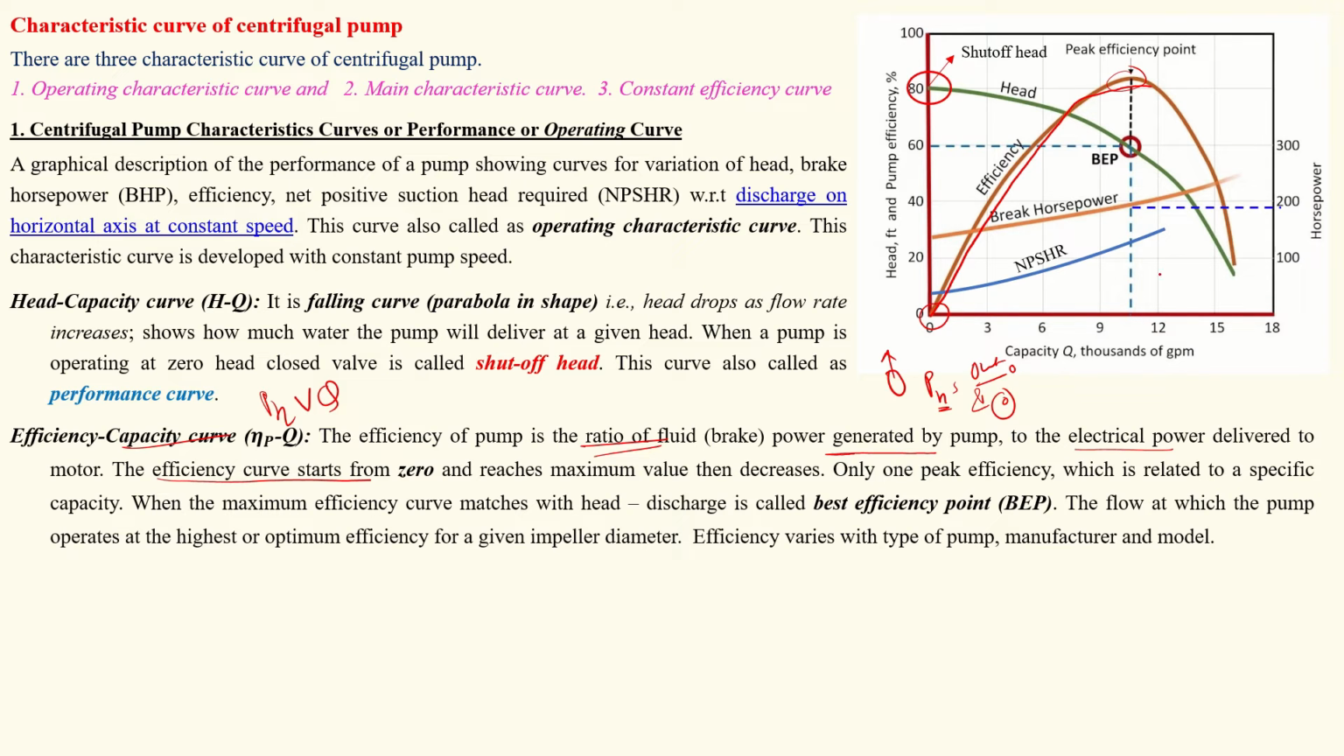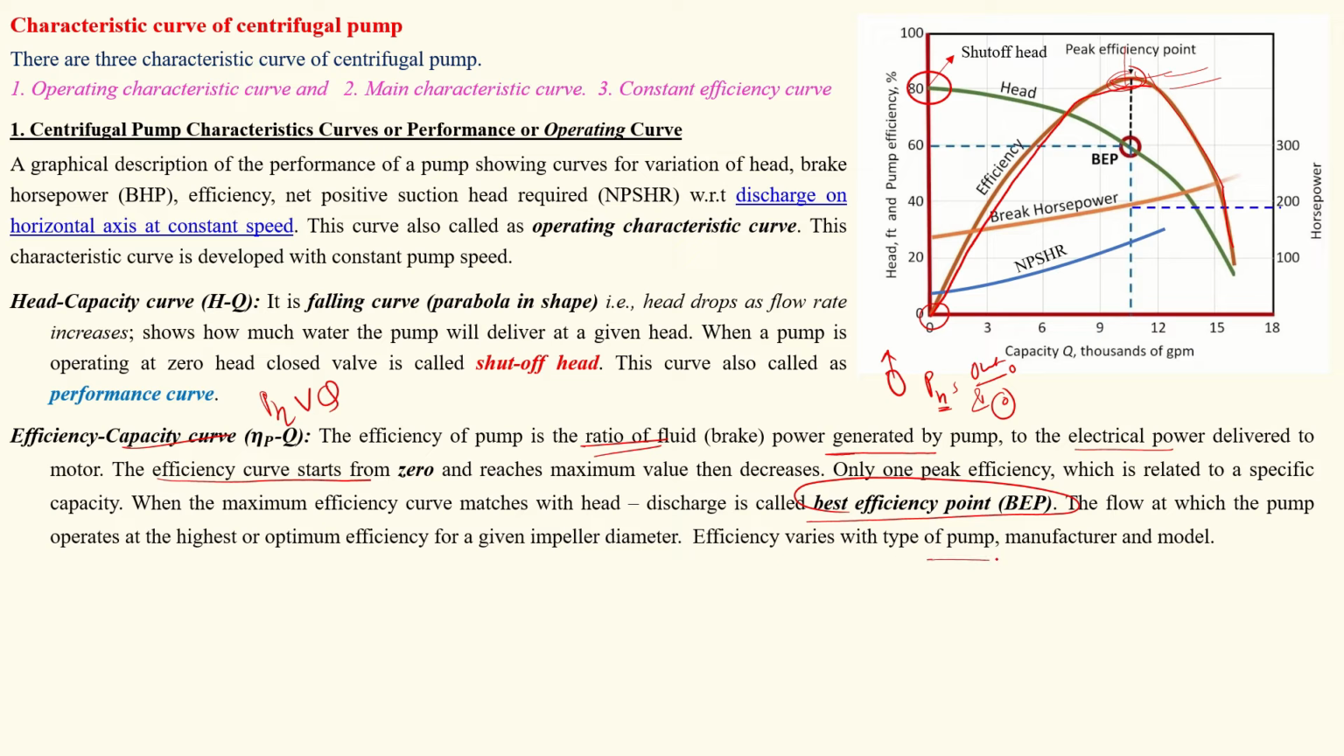After that, if you increase the speed of this pump, then the discharge also increases but efficiency is reduced. That is called your efficiency curve. For every given pump, there is only one best efficiency point. That is the best efficiency point, the flow at which the pump operates at highest or optimum efficiency for a given impeller. That is called your best efficiency.